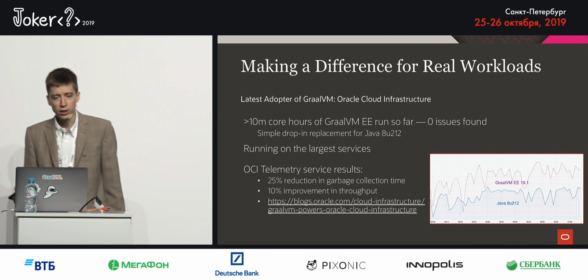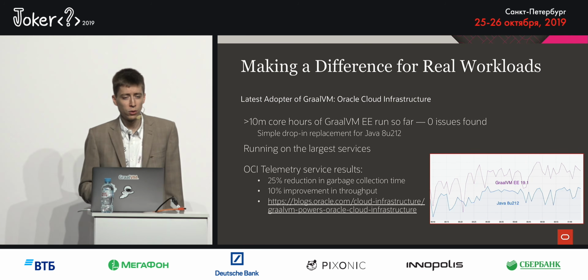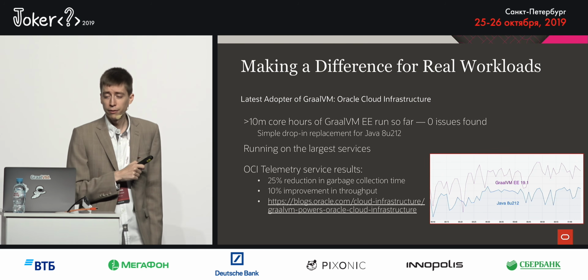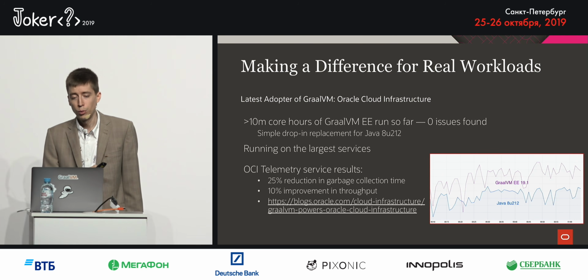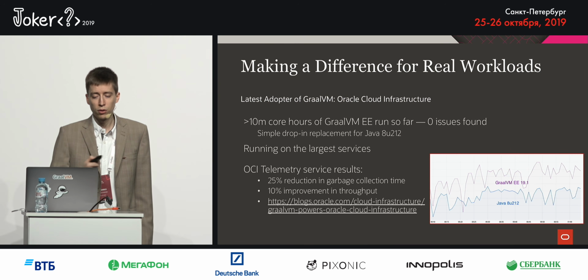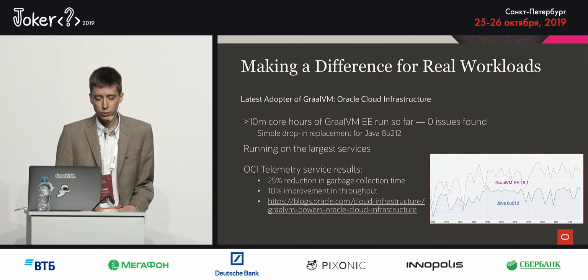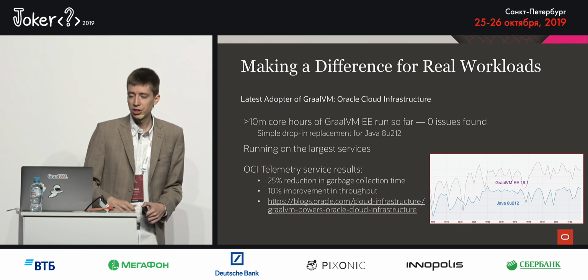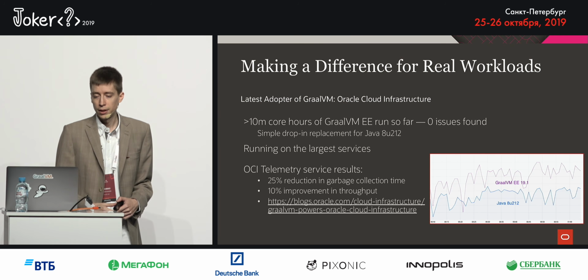We are absolutely production ready, and we are making a difference for real workloads. One of the latest adopters of GraalVM is the Oracle Cloud Infrastructure. They are moving all of their JVM-based workloads to run on GraalVM Enterprise Edition. They have so far run like 10 million core hours without any issues, and they have seen quite some performance improvements by just dropping in the GraalVM Enterprise Edition.